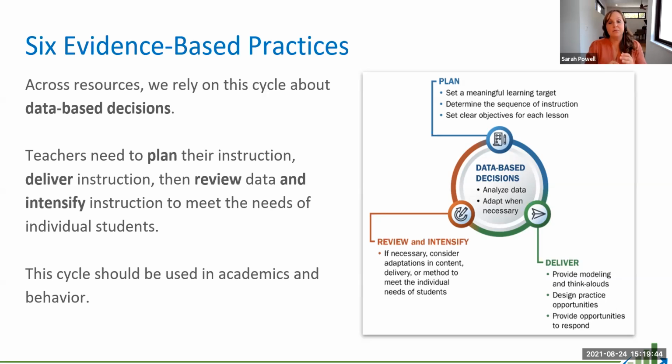And then as we move to the reviewing and intensifying instruction, here's where we are going to do this as needed. We are going to collect data, both formal and informal data sources, and we're going to figure out if that's meeting the needs of students or if we need to intensify to better meet the needs of our students. And at the Progress Center, we suggest that this cycle should be used for both academics and behavior.